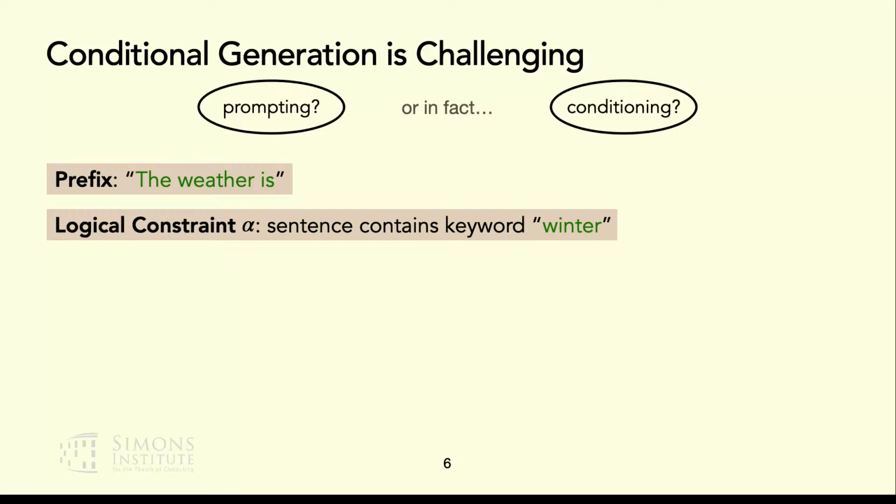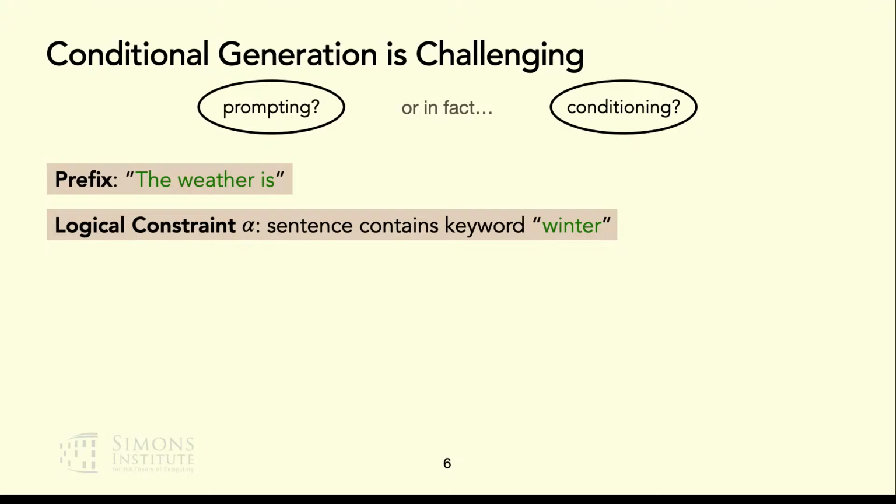Suppose in our autoregressive generation, we have generated the first three words, "the weather is", and our constraint is that we want the sentence to contain the keyword winter. Well, I mean, we want to write something with the topic of winter, so that's our constraint.